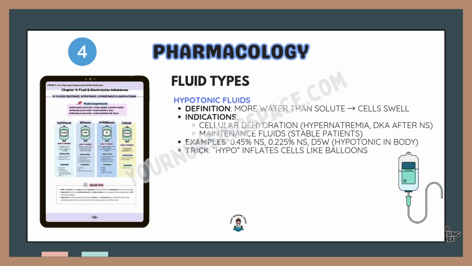Hypotonic fluids, think 0.45% sodium chloride, 0.225% or D5W, are the ones that shove water into cells, making them puff up, and they're great for dehydration, high sodium levels, or DKA after the first round of fluids. And I say hypo equals hippo because those cells swell like a big old hippo waddling around, which is goofy but sticks in your head.